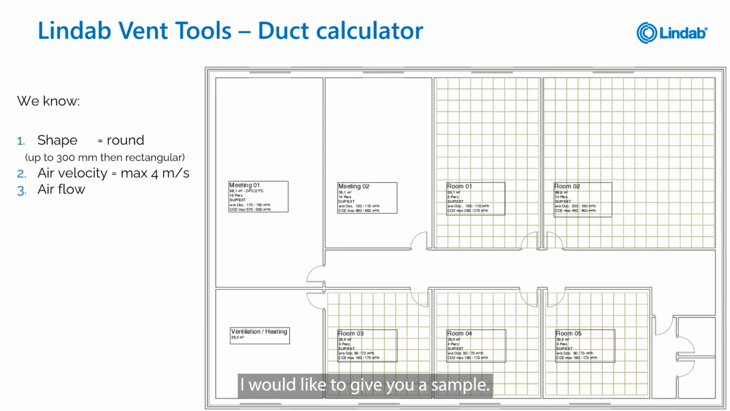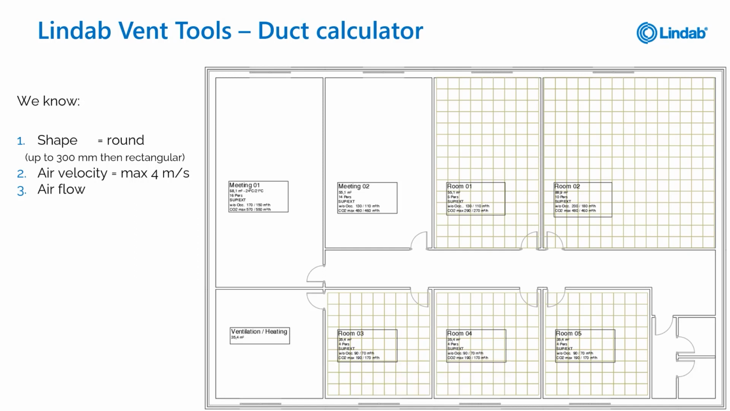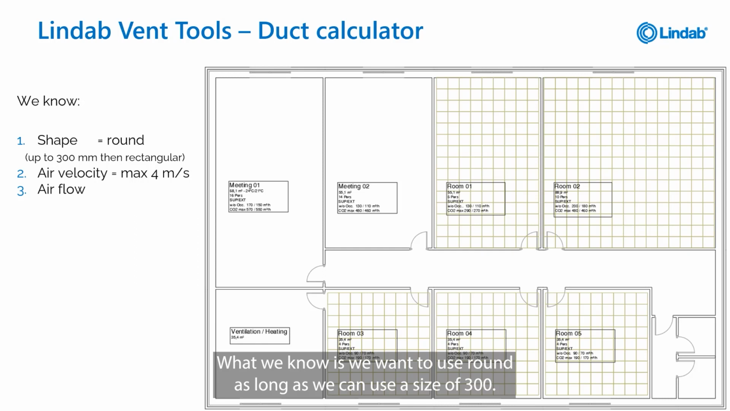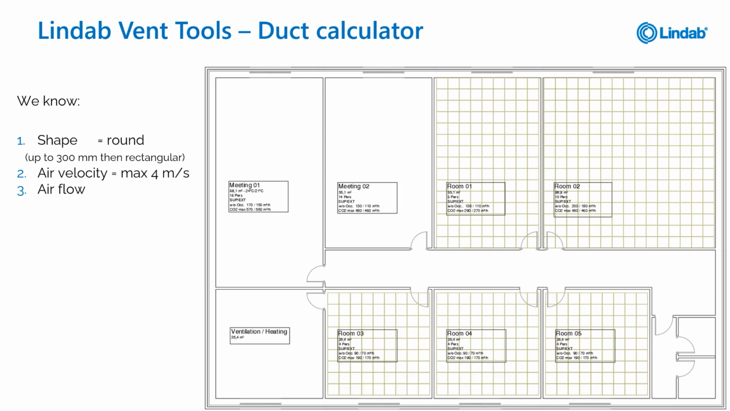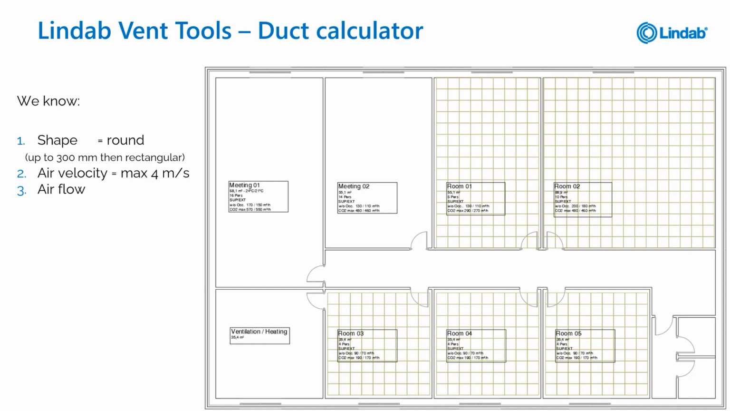I'd like to give you a sample. This is a small building. There is already a room stamp here, and each room has a specific airflow. What we know is we want to use round ducts, with a maximum size of 300, and a velocity of the air in the ducts of 4 meters per second, and we know the airflows from the rooms.